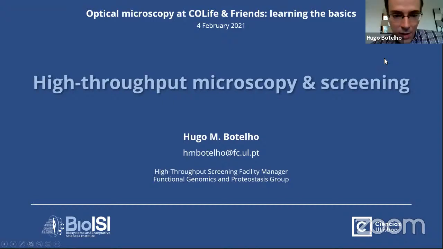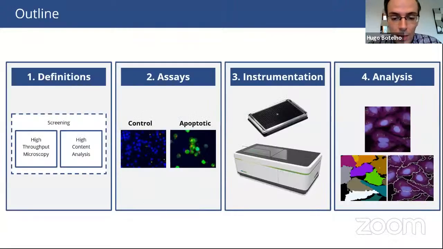So let's then talk about high throughput microscopy and screening. In this presentation, I will start by doing some definitions. We will speak about what exactly high throughput microscopy is. We'll talk about which assays are compatible with this group of techniques, what sort of instrumentation is required, and talk a little bit at the end about how to analyze the data coming out from the microscopy.